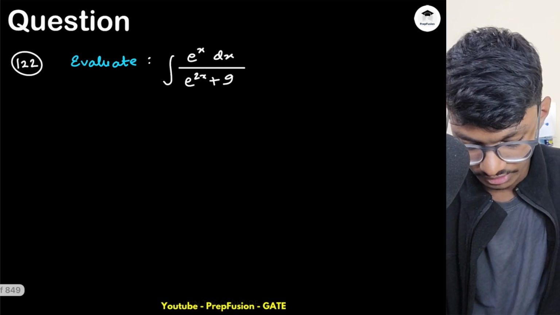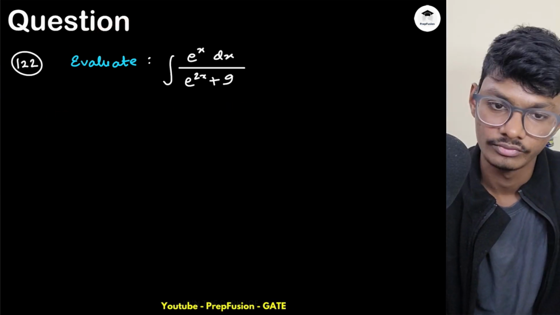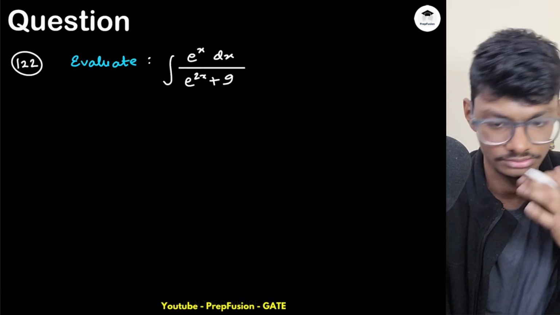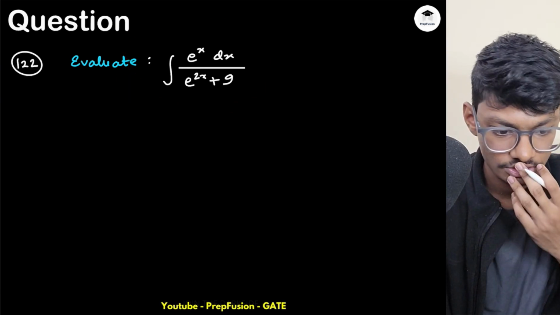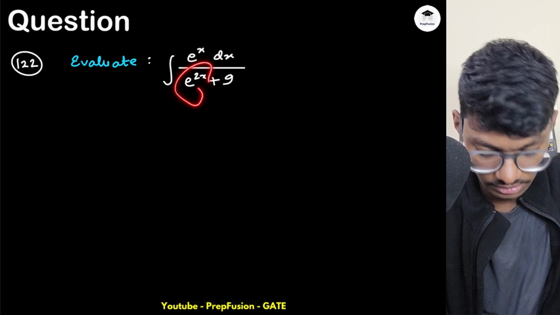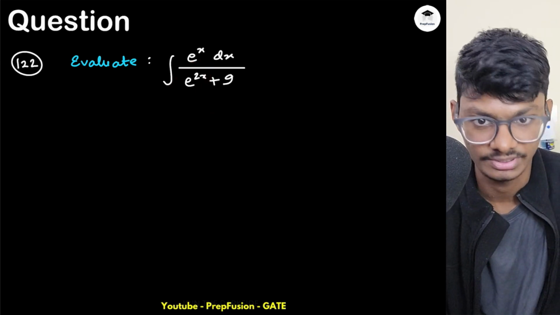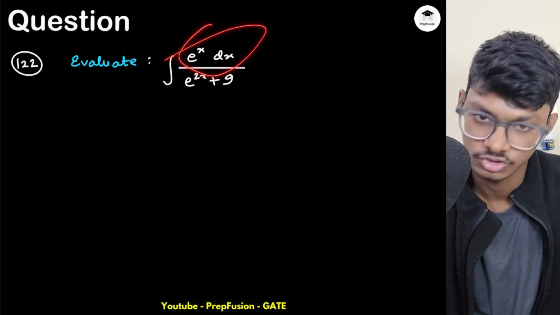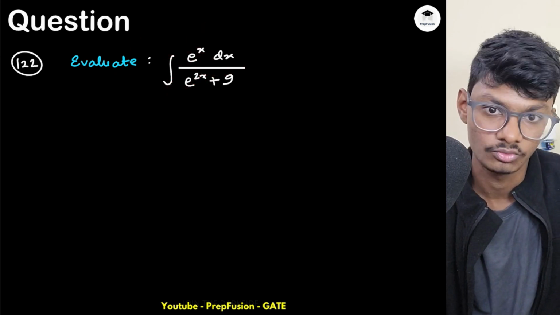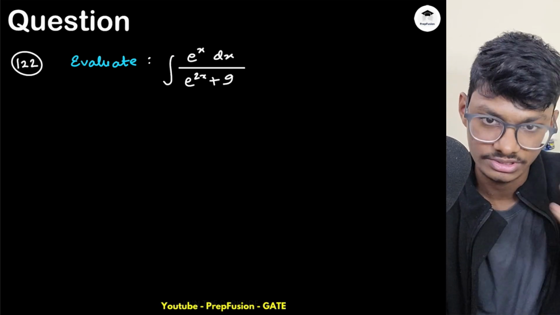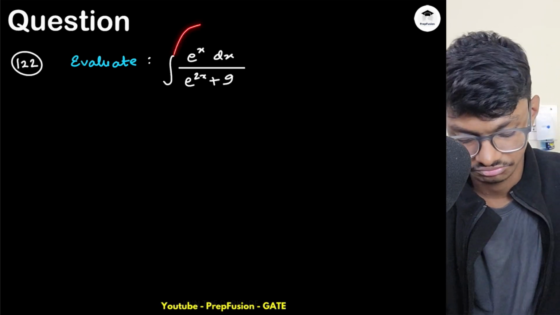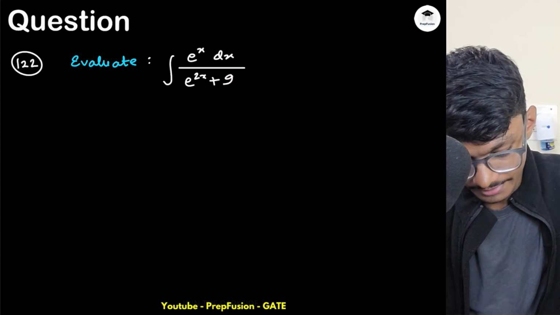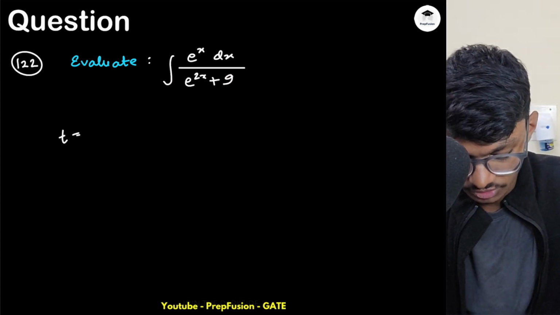So here I have a question. Now what will you use here? Can you see any substitution here? You might say, sir, I can use e raised to power 2x as my substitution, but the differentiation of e raised to power 2x won't be e raised to power x dx. It will be 2 times e raised to power 2x dx. So not that helpful.